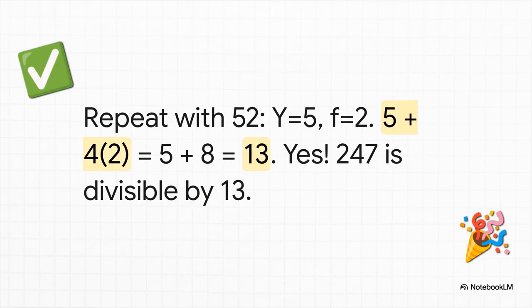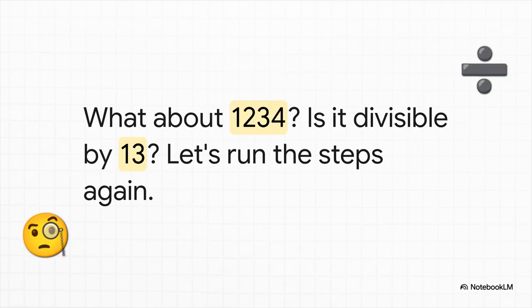Now maybe you already know that 52 is 4 times 13. But hey, if you don't, no big deal. We just repeat the process. For 52, y is 5 and f is 2. So we do 5 plus 4 times 2, which is 5 plus 8, and that gets us to 13. Well, since 13 is definitely divisible by 13, it means our original number, 247, has to be as well. Pretty slick, right?